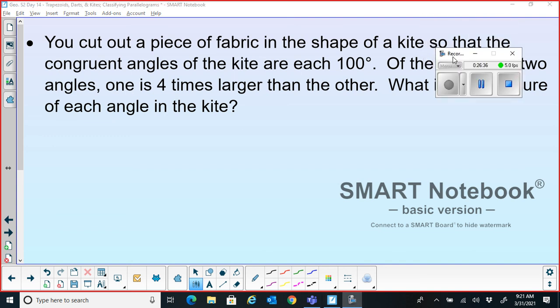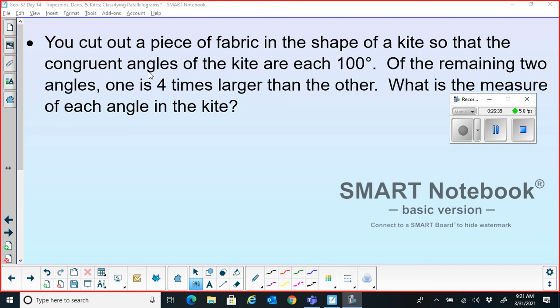You cut out a piece of fabric in the shape of a kite so that the congruent angles of the kite each are 100 degrees. Of the remaining two angles, one is 4 times larger than the other. What is the measure of each of the angles in the kite? Okay, I'll just draw the figure and I want you to get the solution. Okay, they are saying that if I have a piece of fabric that is cut in the shape of a kite, the congruent angles are over here, which are 110, and they are asking us these values.